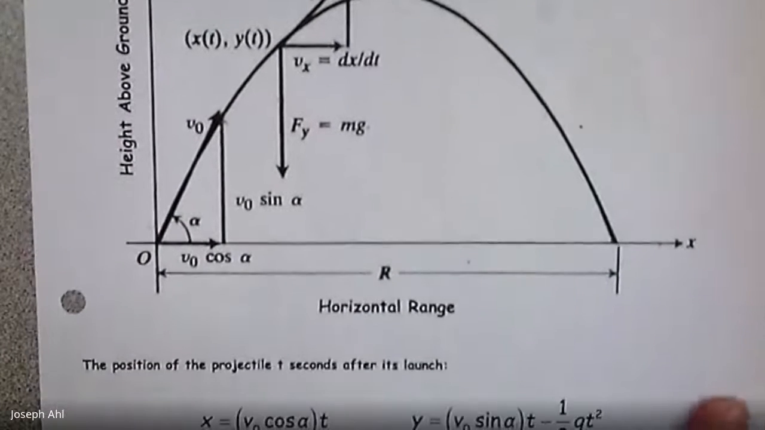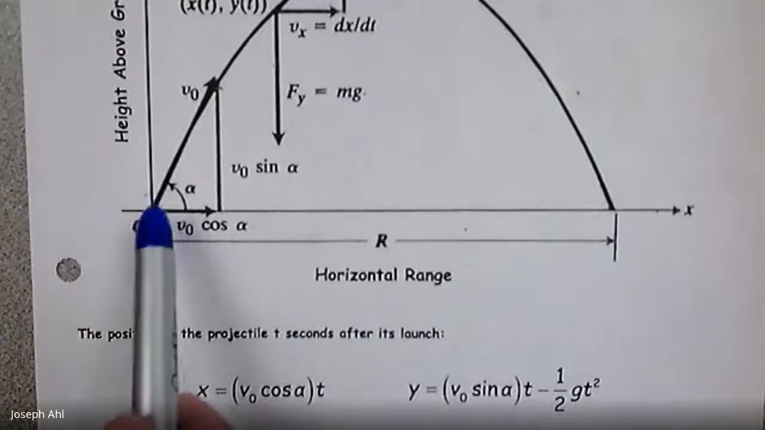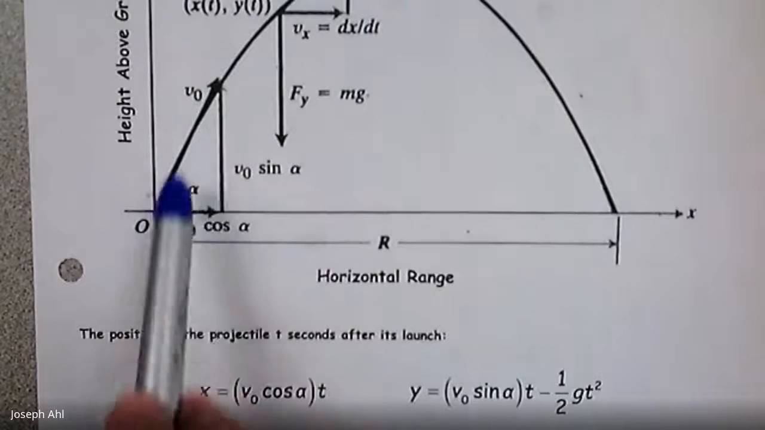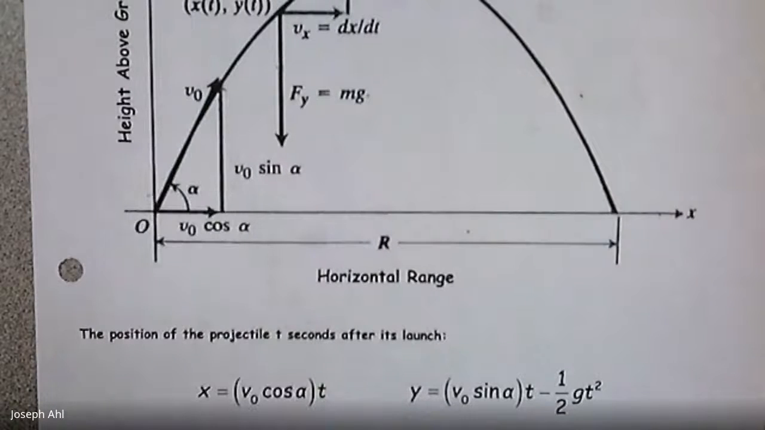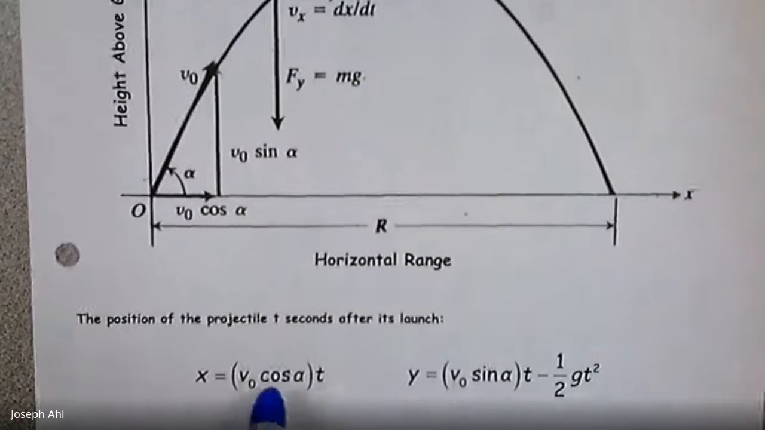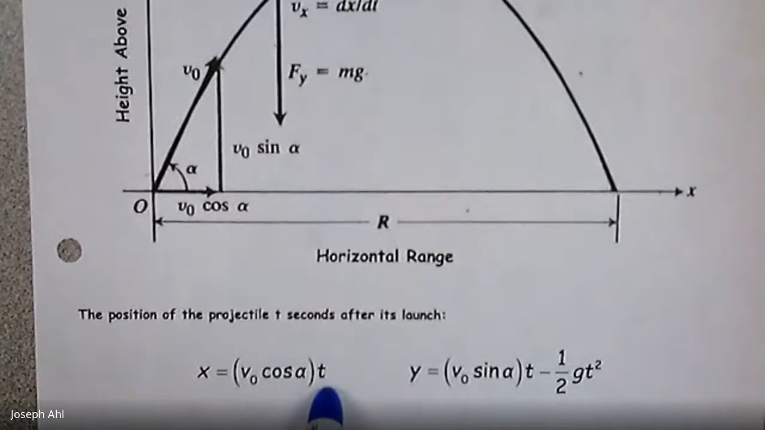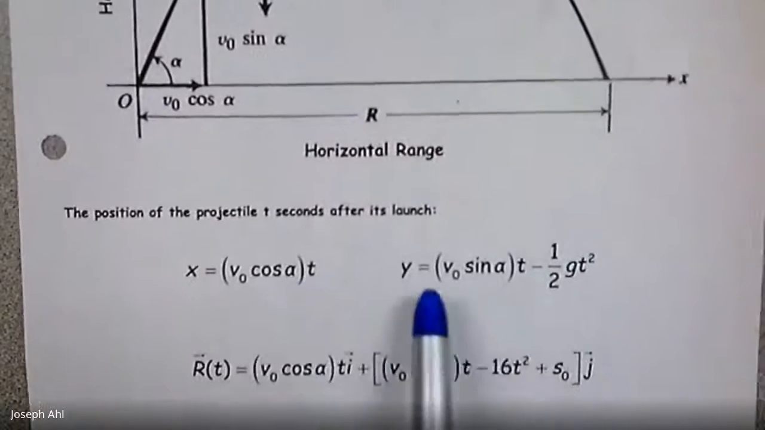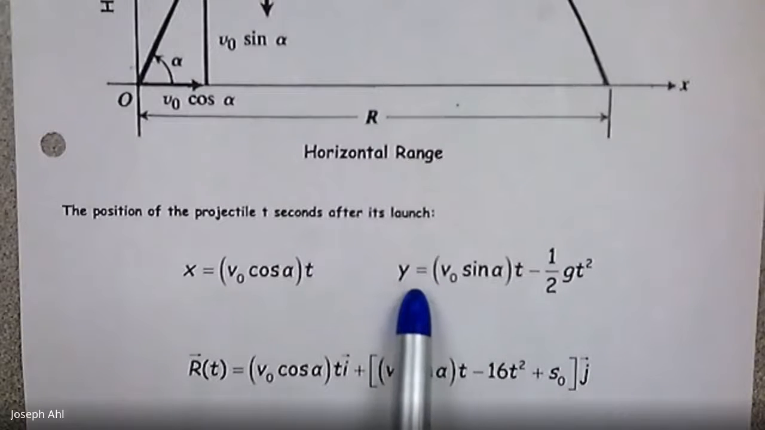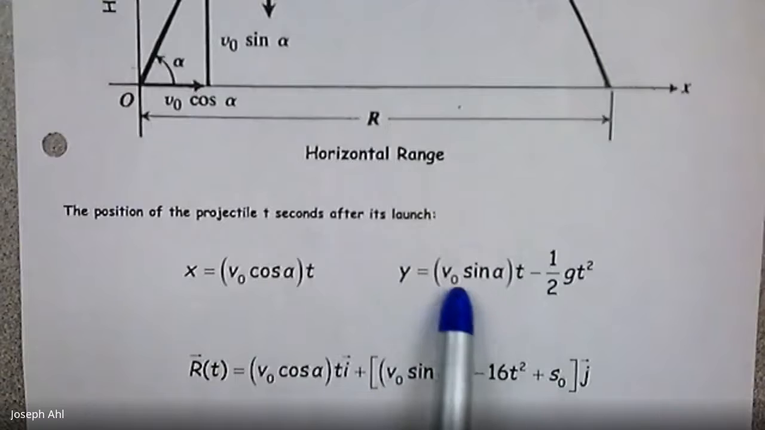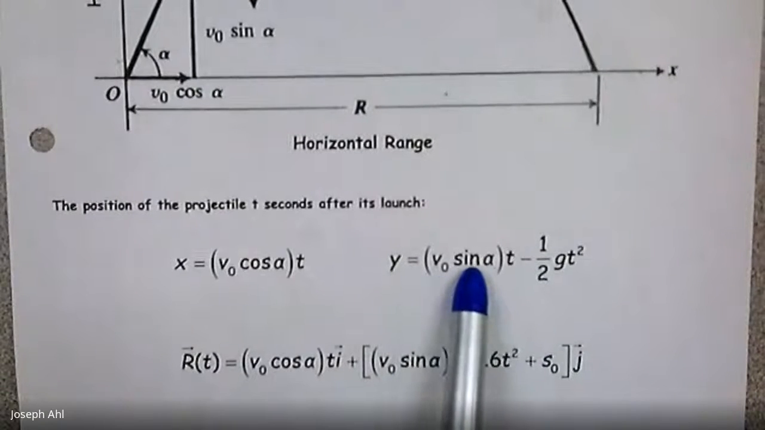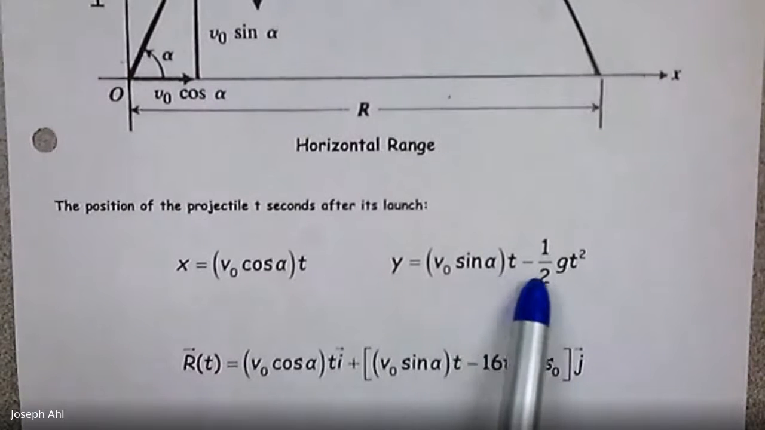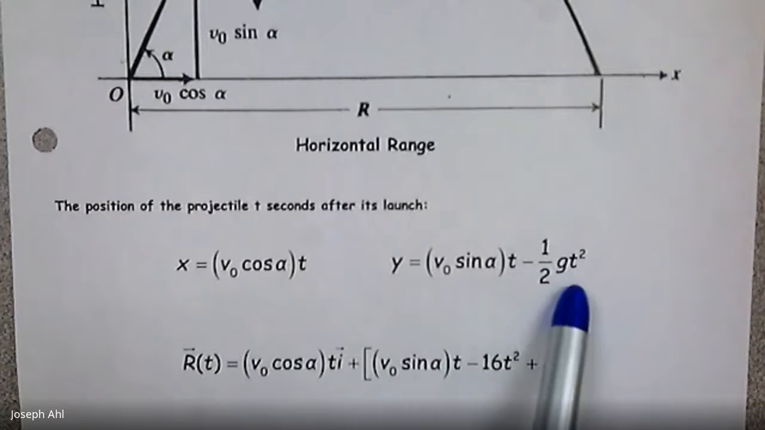But we can come up with the components of our vectors by saying that in general, cosine of alpha would be adjacent over hypotenuse, so x over v sub 0, which means that x is equal to v sub 0 cos alpha. And t seconds after its launch, if I multiply that component by t, we can get the position at any time. Similarly, in a projectile motion application, we would have the y component as the initial velocity times sine of alpha, where alpha is that launch angle, t, minus 1/2 g t squared, which is the effect of gravity.